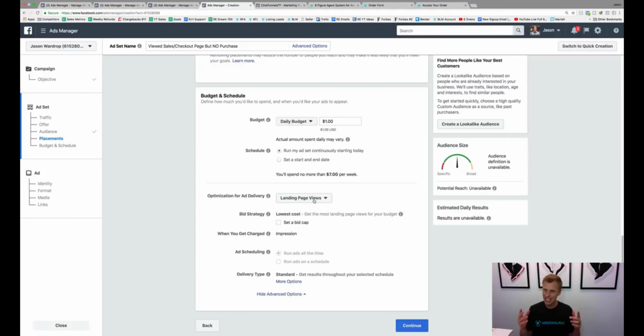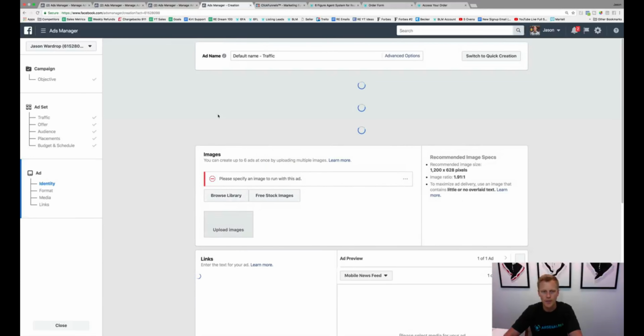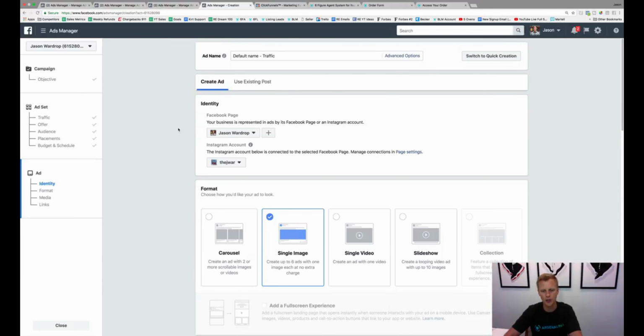Okay, so that's just some good information to have, because if someone has bad cell service and their LTE is slow or their Wi-Fi is bad or whatever, and they click on it, it's going to count that click, but it's not going to really give you the true data of people actually hitting that page. Okay, so now when we come down here, we'll just hit continue, and we're going to go through and create the ad.